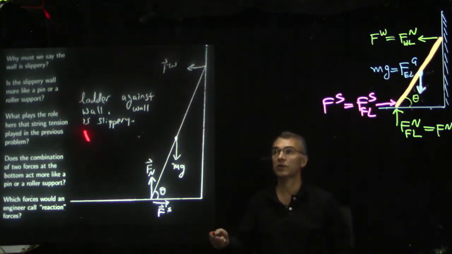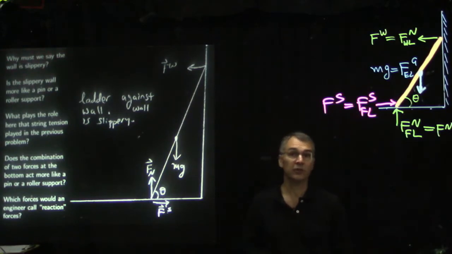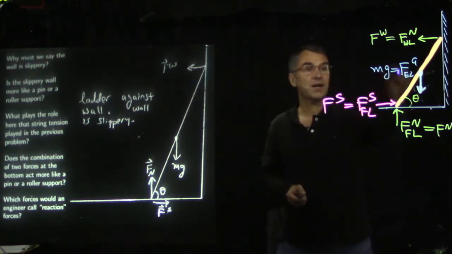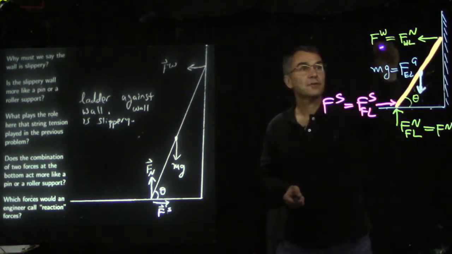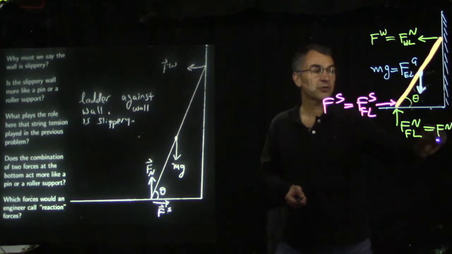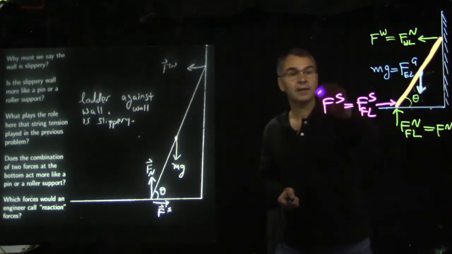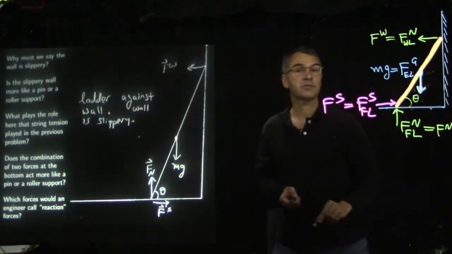And we note that the wall is slippery. Now you might ask, why do we have to say that the wall is slippery? Well, if you count the number of unknowns, the weight of the ladder is a given, so it's known. This force exerted by the wall is unknown. This normal force exerted by the floor is unknown. And the force of static friction is unknown.